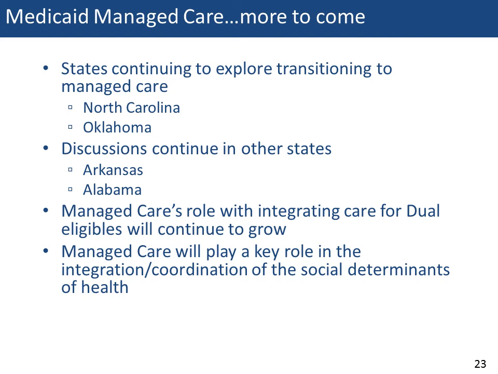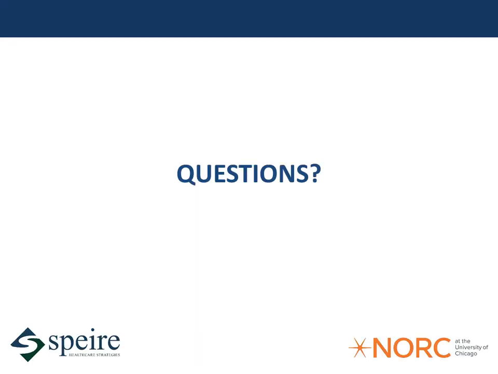By last count, about half the states in the country who had managed care were using their contracting mechanisms to, in some way, shape, or form, encourage or require managed care organizations to address the social determinants of health through their managed care contracts. And with that, I will pause and would be happy to answer any questions.